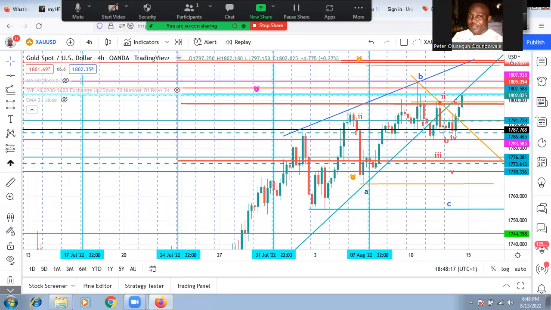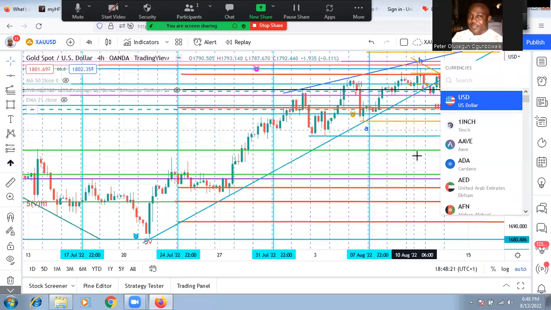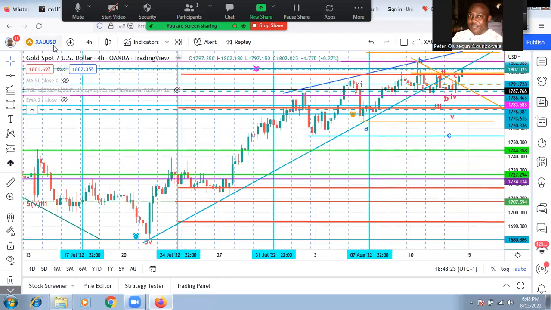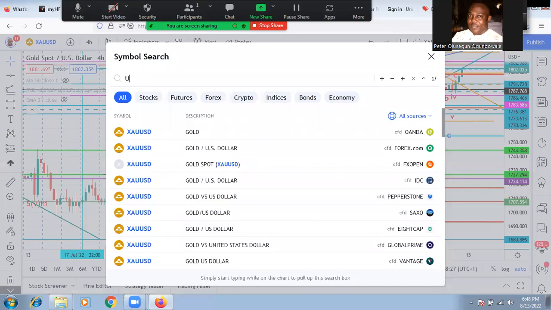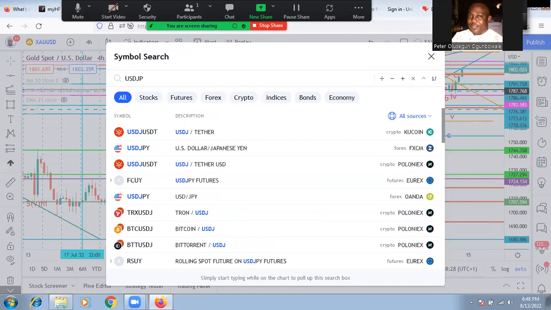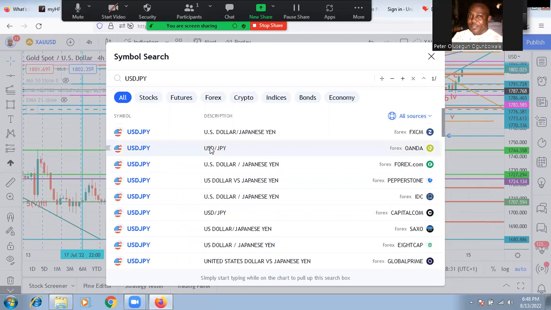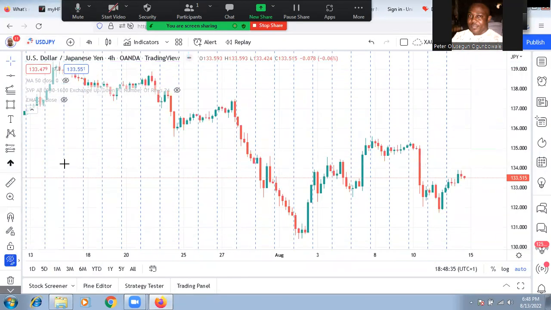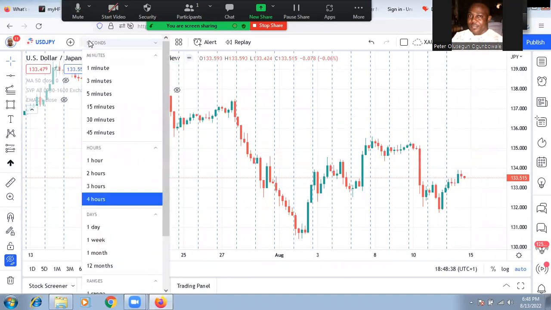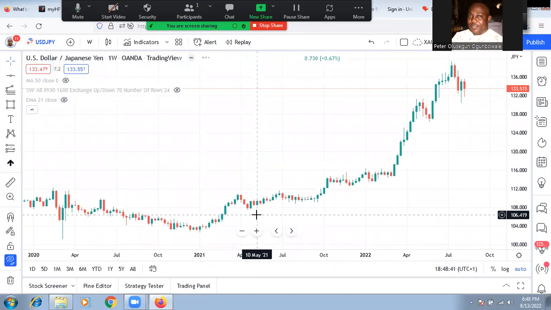The last one I'm going to talk about now is USDJPY. We need to see that also. We need to see USDJPY. That will be the only yen that I'll be talking about here. So let's look at the internal structure of that yen to see what we are seeing.